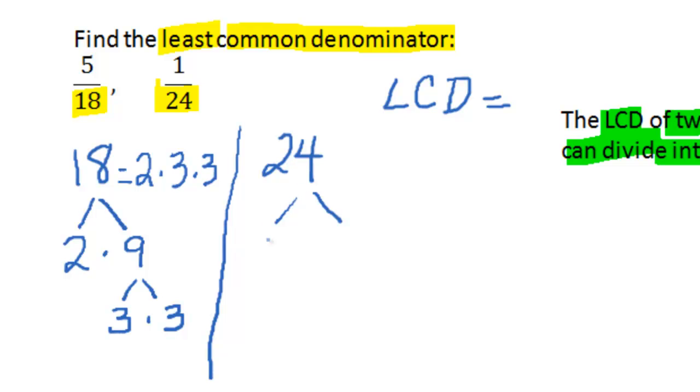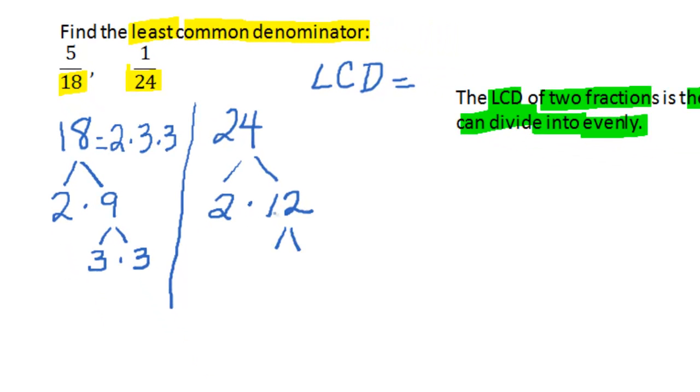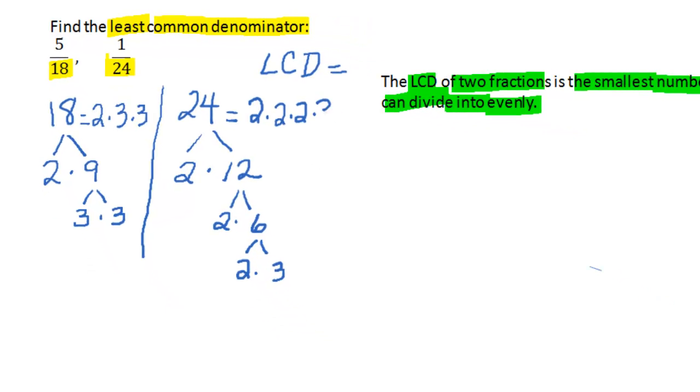24 is even, so 2 goes into it. 2 times 12. 2 is prime, so we're done. 12 is 2 times 6. 2 is prime. 6 is 2 times 3. And now we're done here. So 24 is 2 times 2 times 2 times 3. There's three 2's and one 3.